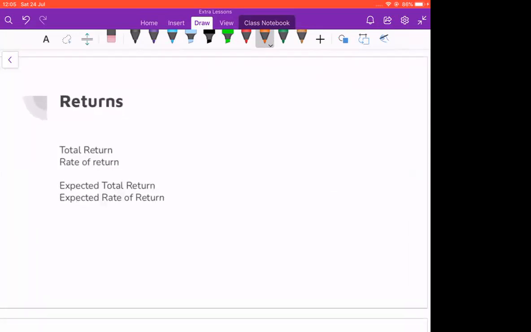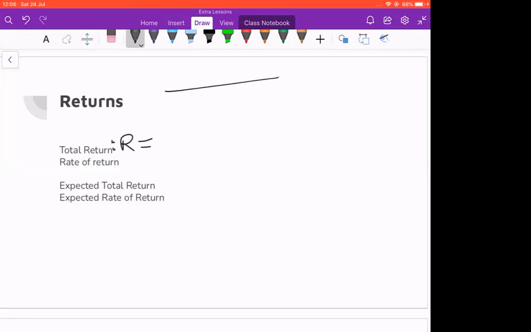There are many ways of calculating returns. We are going to be looking at these two ways, the total rate of return and the rate of return. Most of the time, we are going to look at the rate of return. So I'm just going to put down the formulas. The total rate of return is normally denoted by capital R.